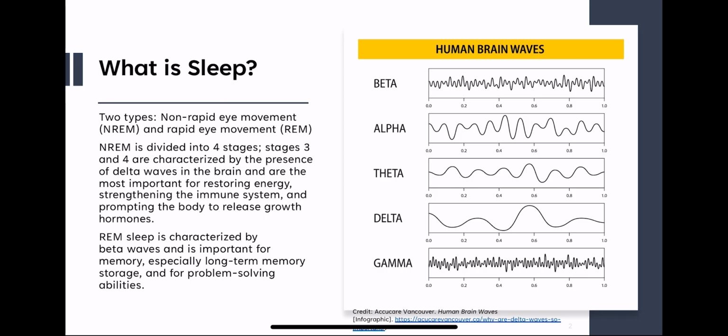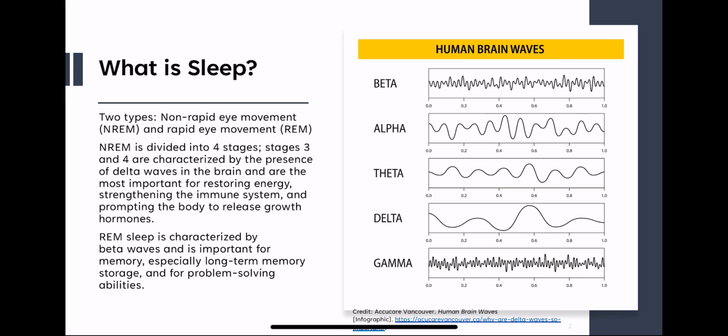And those last 2 stages have delta waves. What's important about these delta waves is that they're good for restoring energy, helping the immune system, and also letting our body know when to release the growth hormones that we need. The other type of sleep is rapid eye movement sleep, or REM sleep. And it has beta waves, and it functions for memory, mostly the long-term memory, not so much the short-term memory, but it's also good for problem solving.